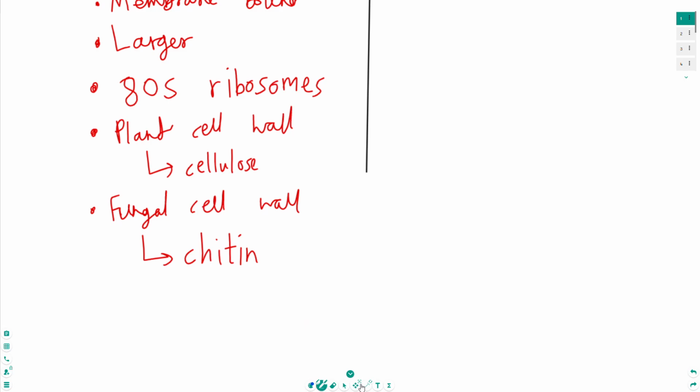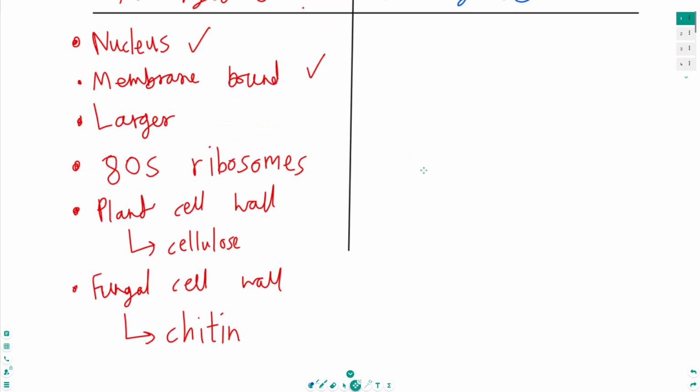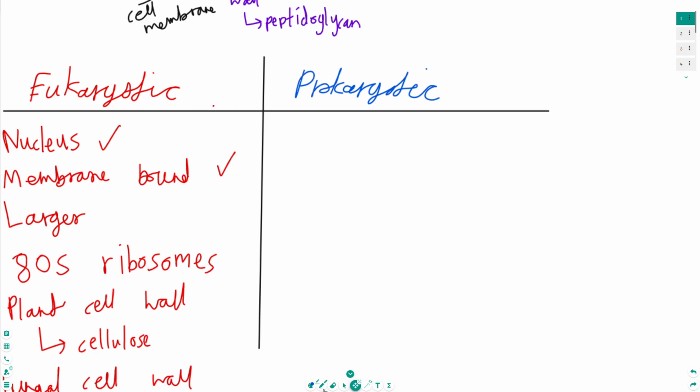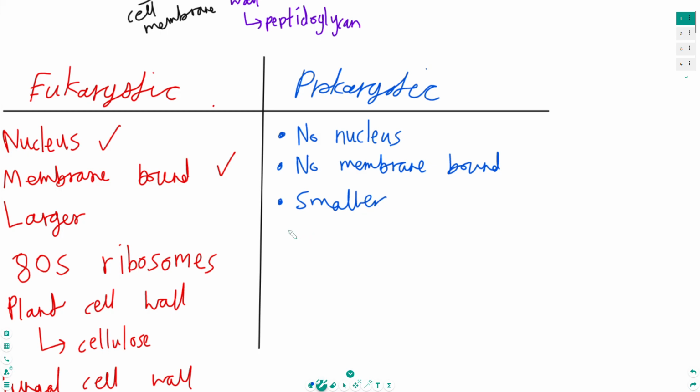So now we move on to prokaryotic cells and their differences. What makes prokaryotic cells unique from eukaryotic cells? They have no nucleus, that's the biggest difference, and no membrane-bound organelles. They're generally much smaller, and they have smaller ribosomes as well. Oops, I meant to say they have 70S ribosomes.